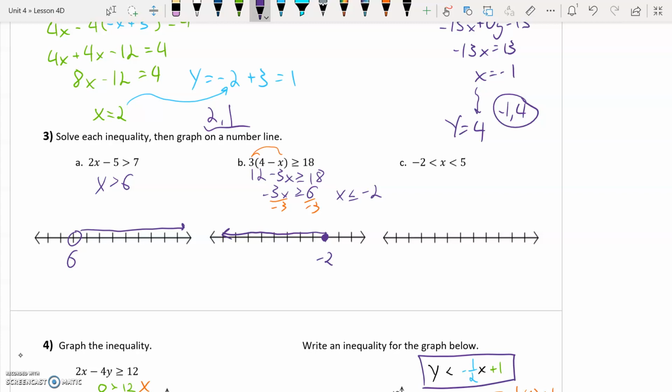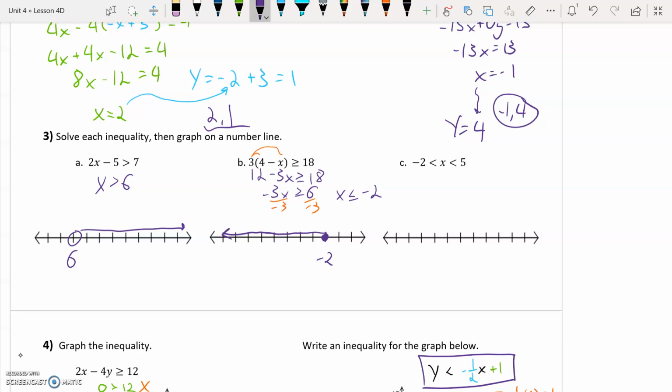If I picked a number like, let's say 0, a number that's on the other side of negative 2, if I put a 0 in for x, I get 3 times 4 minus 0, which is 12. 12 is greater than or equal to 18. That's not true. And so any other number on that side of the dot is going to make that inequality false.